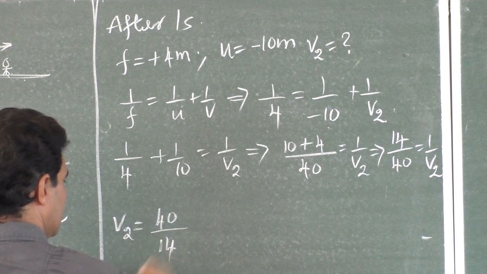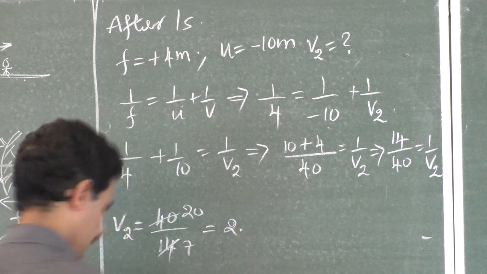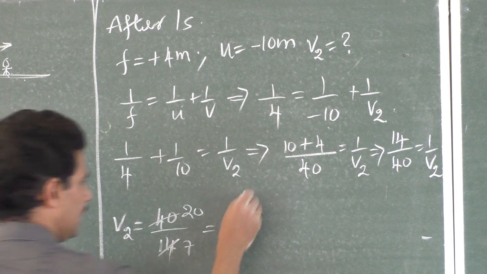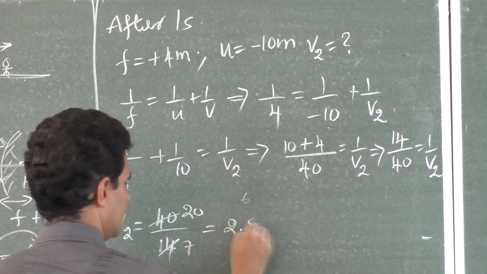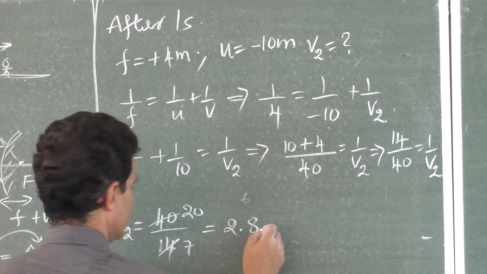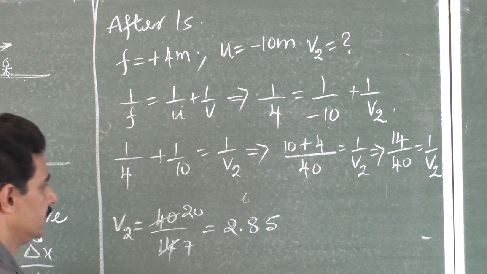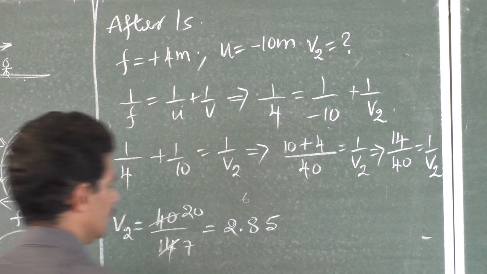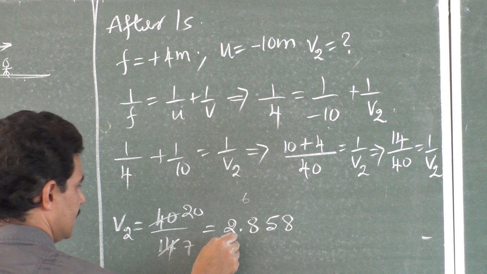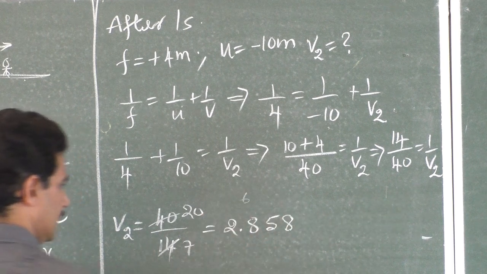40 divided by 14, this is 20 by 7. So what is the answer? 7 twos are 14 and 6 will remain. 7 eights are 56, 4 will remain. 7 fives are 35, 5 will remain, and I'll stop it here.